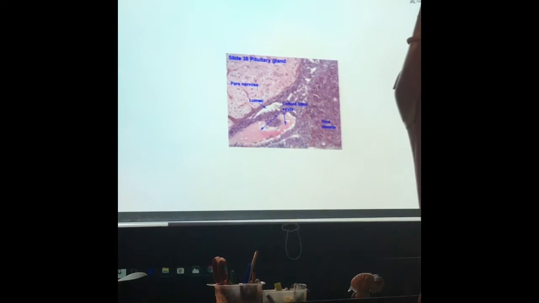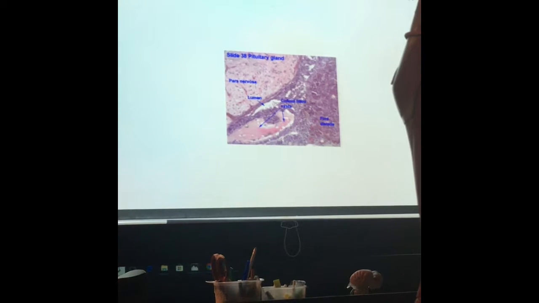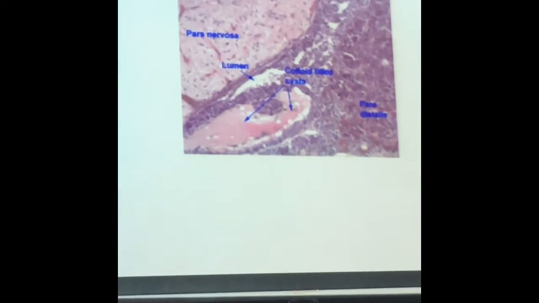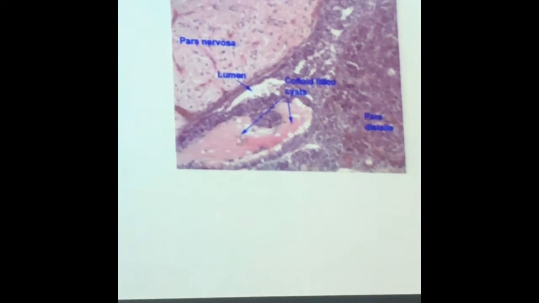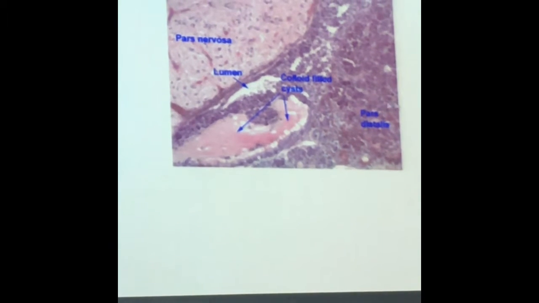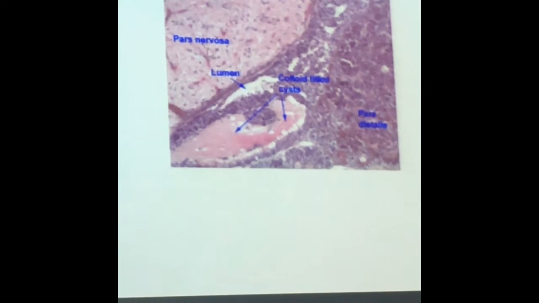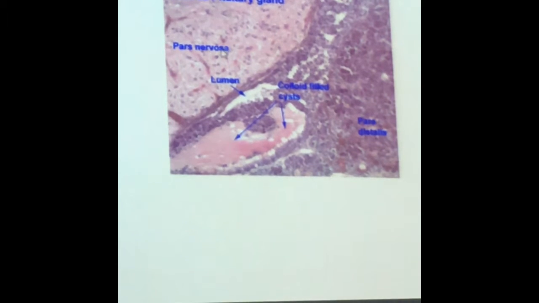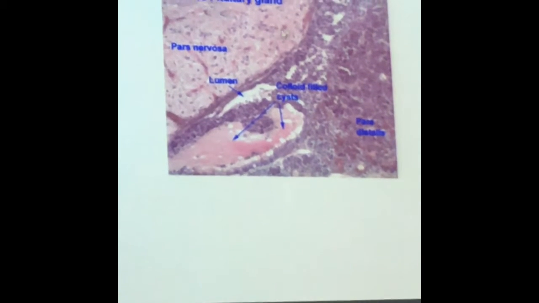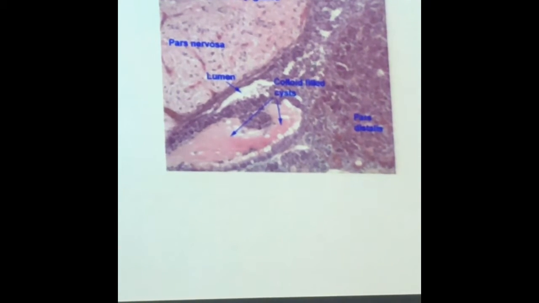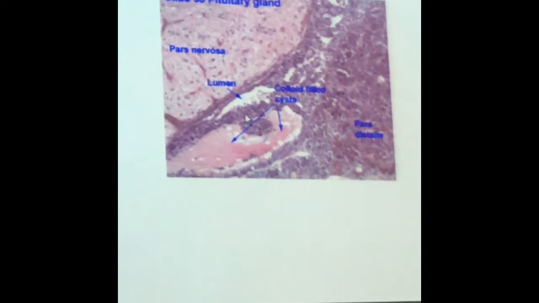Okay, this is just another look at the pars intermedia. This thin area, you can see there's a follicle here. The anterior pituitary and posterior pituitary are here. So this is not a great slide, but it's another look at the intermediate pituitary.